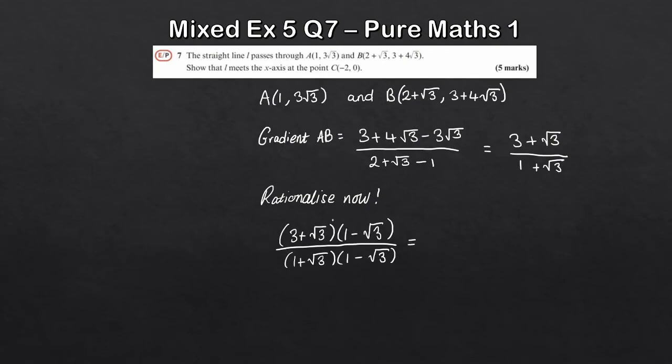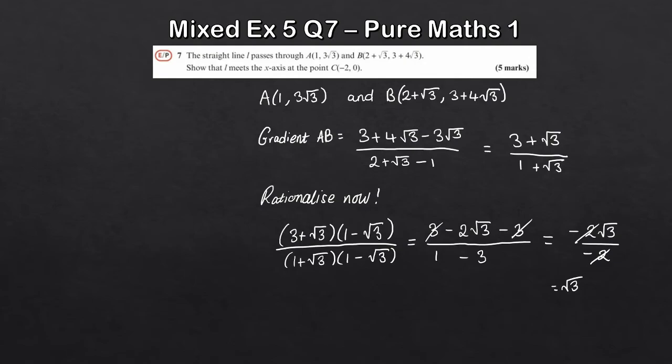So, expanding this now, I get 3, I get minus 2 root 3, and I'm going to get root 3 times minus root 3 being minus 3. In my denominator, this is the difference of two squares, so you can just do 1 times 1 and then root 3 times minus root 3. So that's 1 minus 3. So if we simplify this now, the 3's will cancel in the numerator, so I'm just going to get minus 2 root 3 divided by 1 minus 3, which is minus 2, and then the minus 2's are just going to cancel here to give us root 3. Okay, so now we have the gradient.